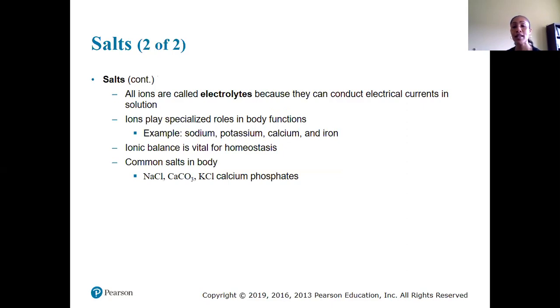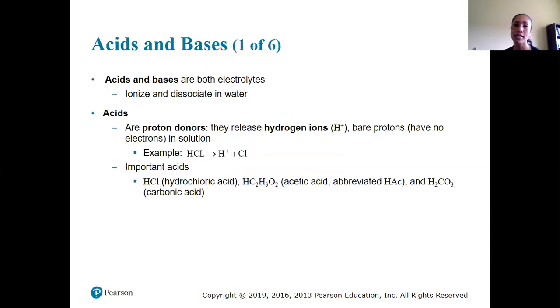So ions play specialized roles in body functions, and we'll see, especially when we get to muscle contraction and nervous system actions, that common ions like sodium and calcium and potassium are very critical in a lot of those physiological functions or roles. Ionic balance is vital for total balance of the body. And like I said, once we get into those organ systems, we'll talk about that more. Common salts that we find in the body are sodium chloride, calcium carbonate, potassium chloride, and so on. They're very common salts in the body.